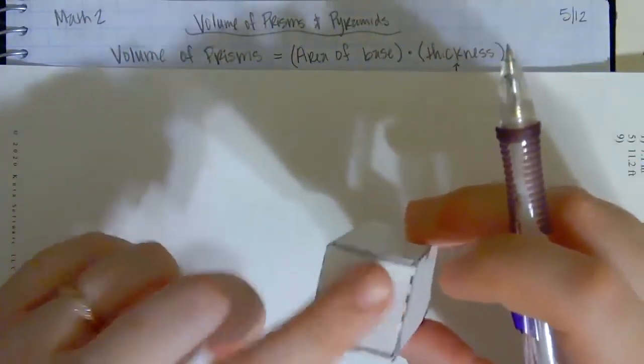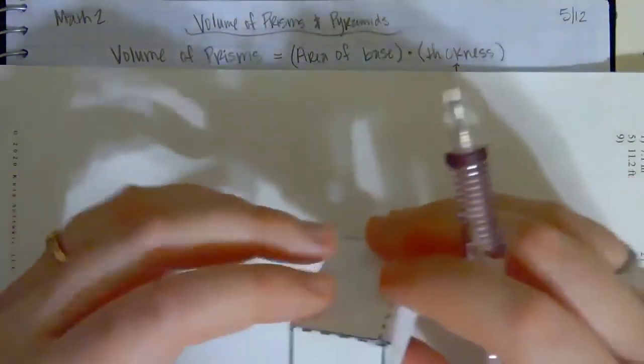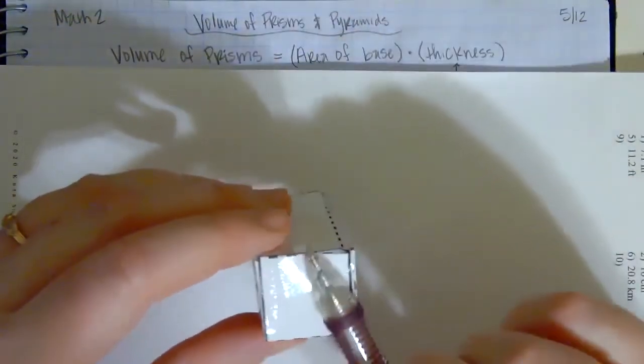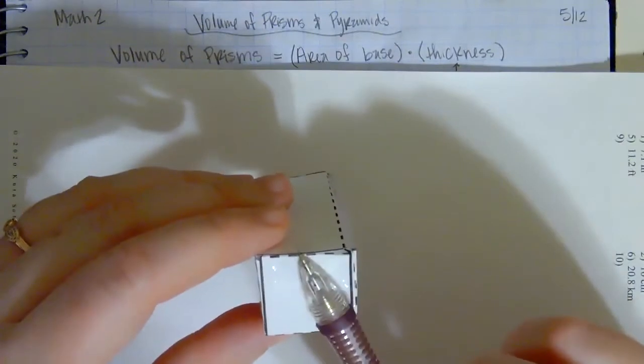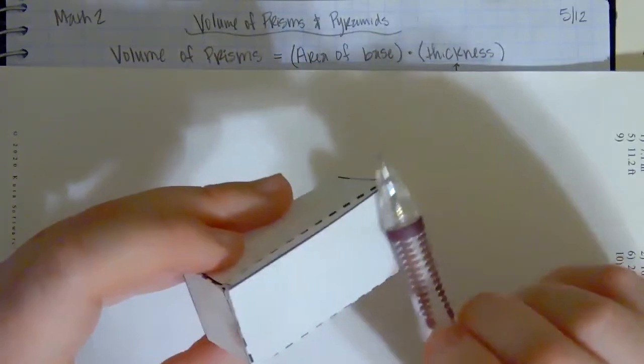On a rectangular prism, it doesn't really matter what side you call the base. Let's just say I call this my base, and this is how far it's going back. I call this my thickness. Most people call it the height.